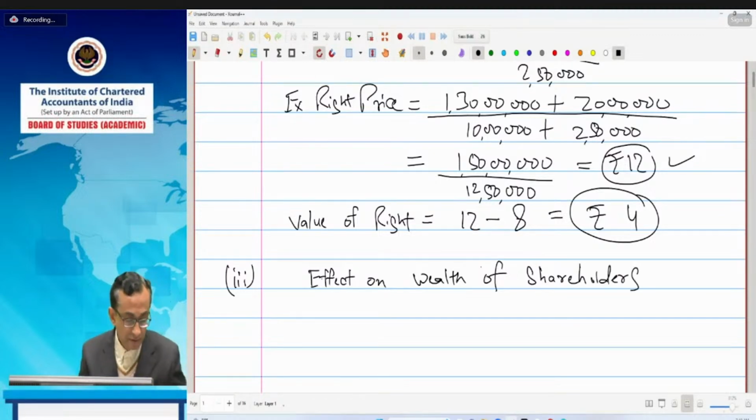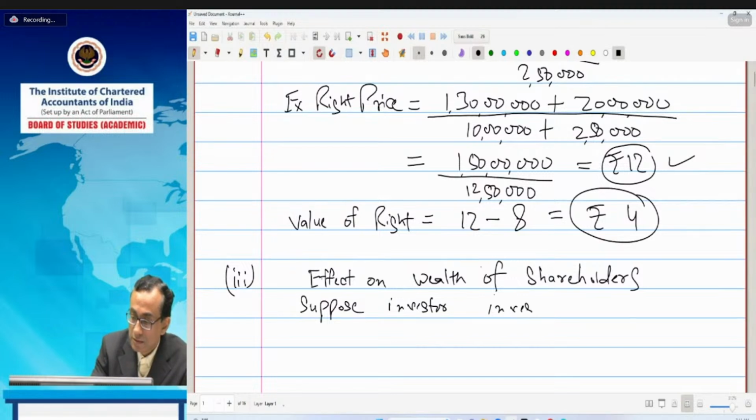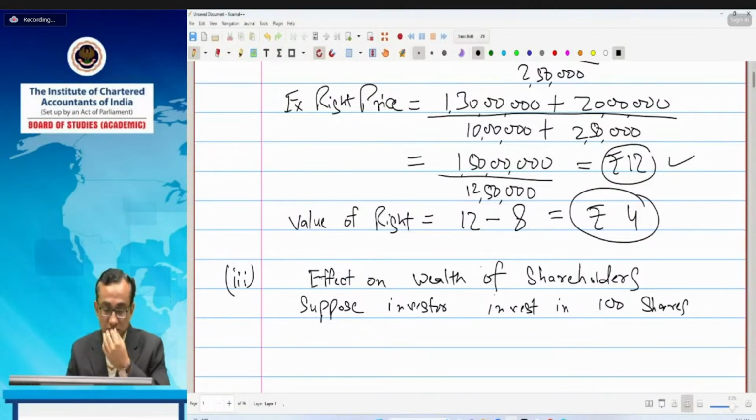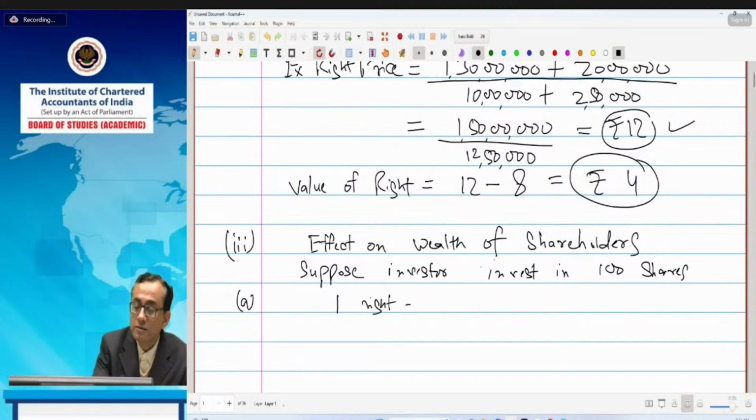Effect on the wealth of shareholders. Now, let us suppose that the investor invests in 100 shares. You can calculate with one share also, but let us suppose it is 100 shares. Take the first situation: one right share for two existing shares.